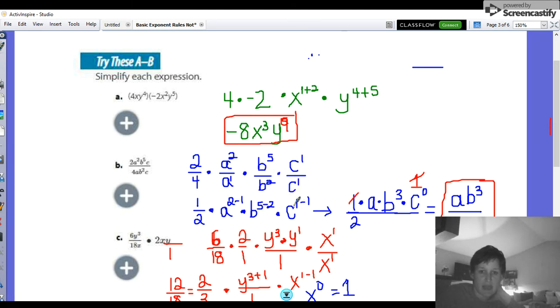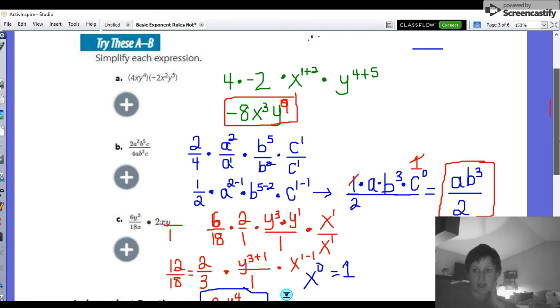Now let's simplify that even more. We'll get back to this one in a second. So 2 minus 1 was a to the first. 5 minus 2 was b to the third. And 1 minus 1 is c to the power of 0. Remember, anything to the power of 0 just goes ahead and becomes 1. So we don't need that 1 since any number times 1 is itself. So we're going to cross that one out and cross that one out. And this is our answer in simplest form.